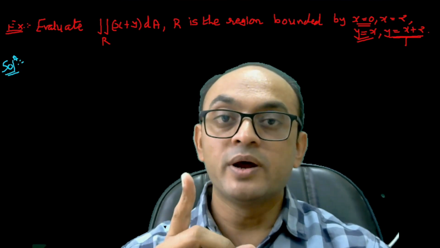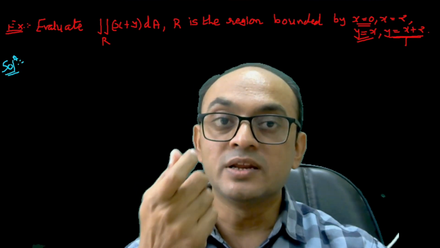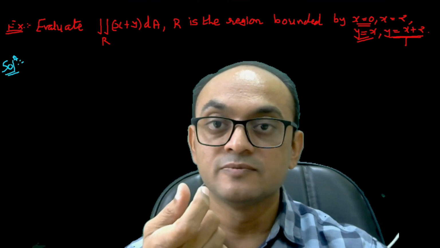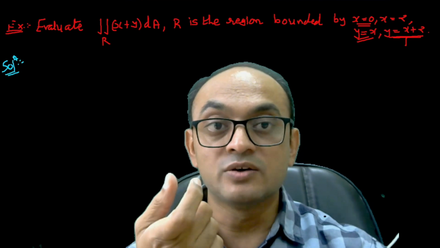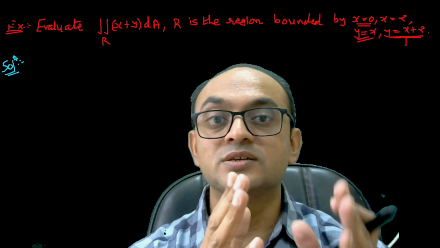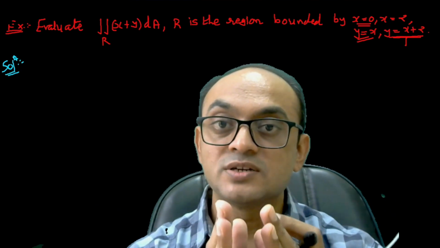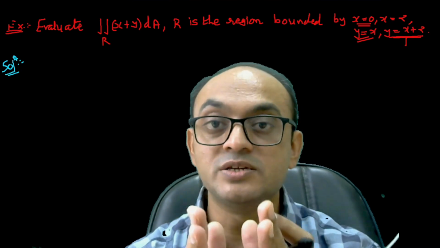So now at this stage we are able to evaluate any kind of double integration on a general region R. So let us start with this exercise. The exercise is: evaluate the double integral over R of x plus y dA, where R is the region bounded by the lines. Four lines are given: x equal to 0, x equal to 2, y equal to x, and y equal to x plus 2. So what is our first task always? Our first task is to draw the region.